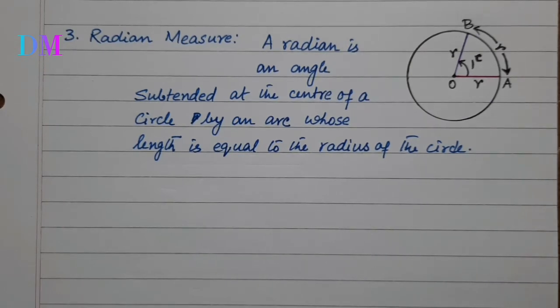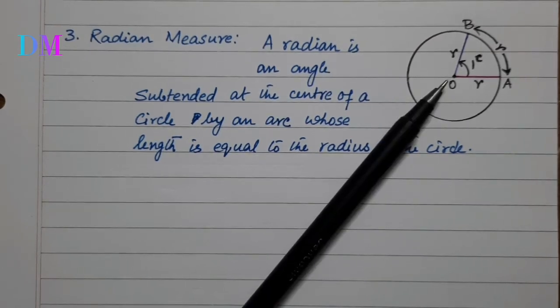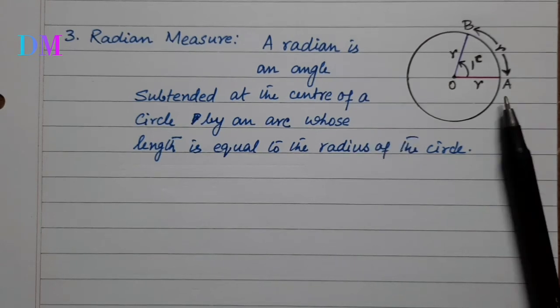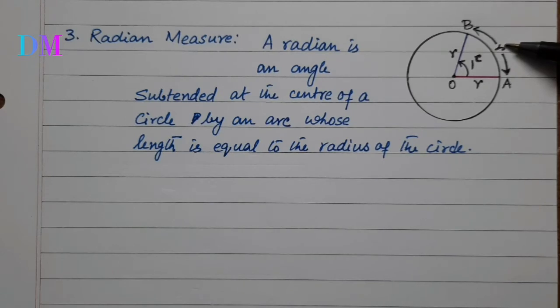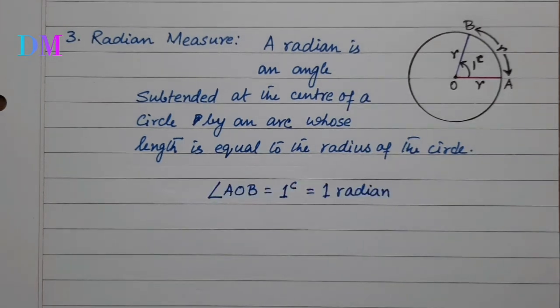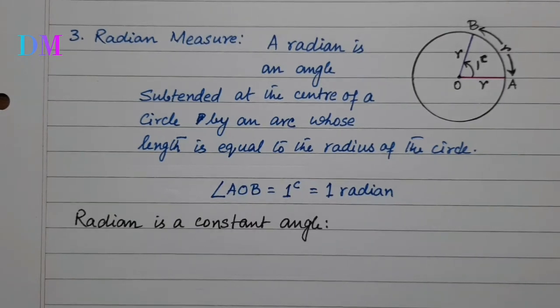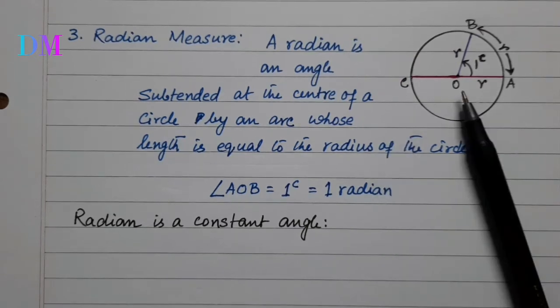A radian is an angle AOB subtended at the center O of a circle by an arc AB whose length is equal to the radius of the circle, and we denote angle AOB as 1 radian. One thing we can say is that a radian is a constant angle. So for that we will extend AO to meet the circle at C. So therefore angle AOC will become a straight angle.